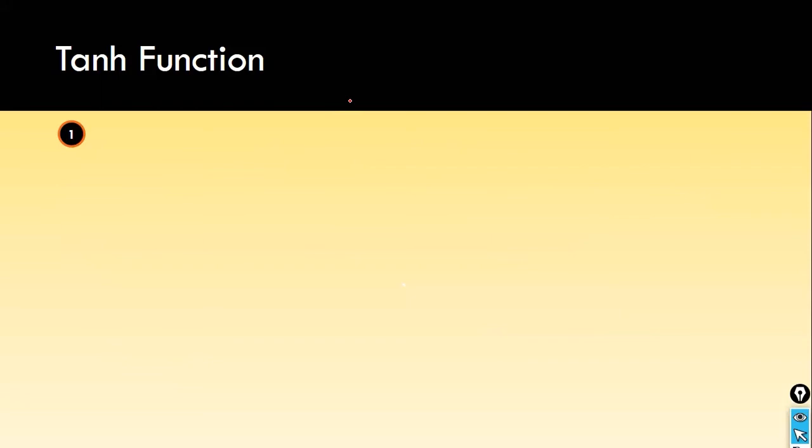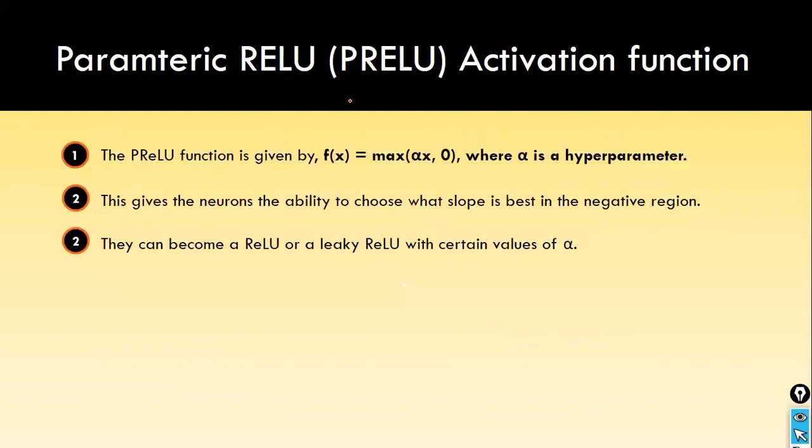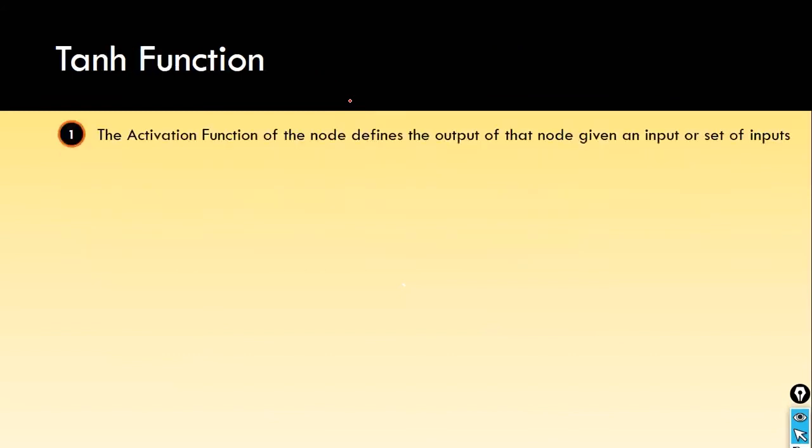hyperparameter. Okay, it's kind of like a learning rate. You can specify some value here, and based on the alpha value, it may become a ReLU or a leaky ReLU. So you need to choose the best, optimal value for alpha.